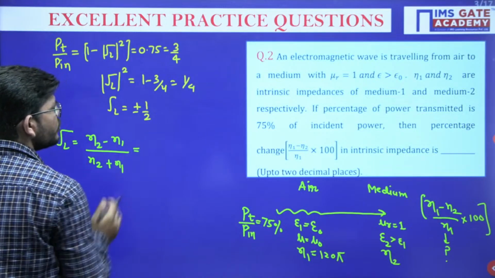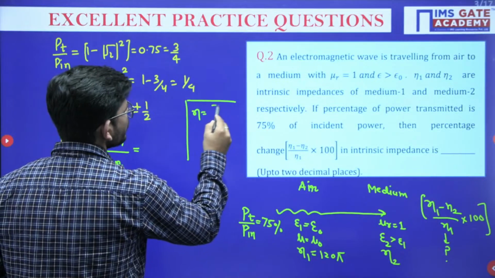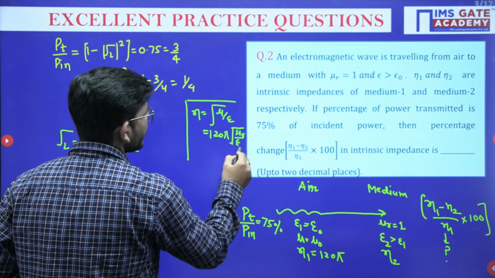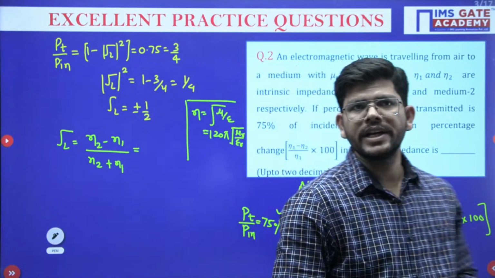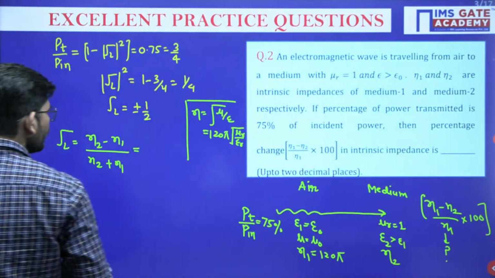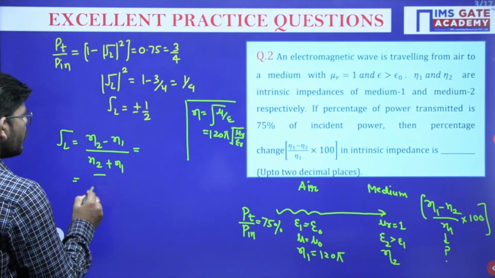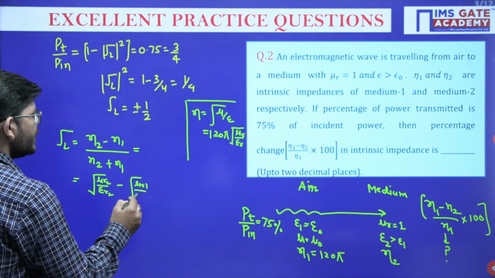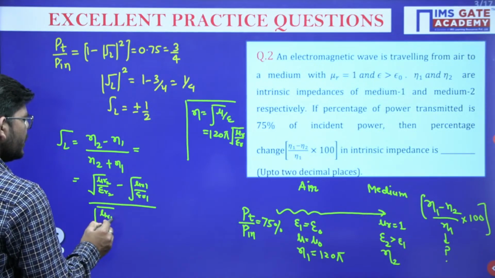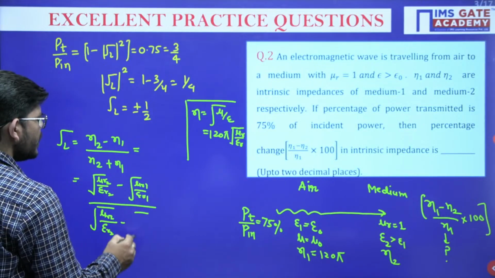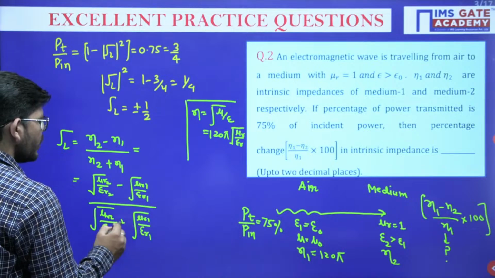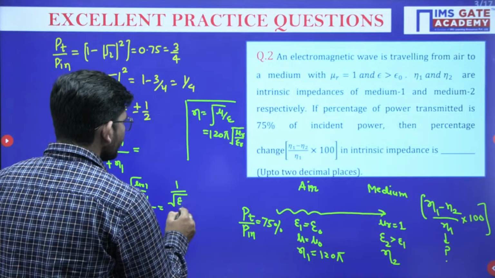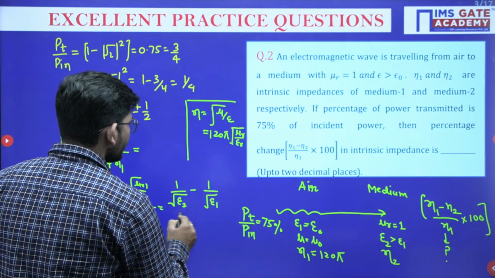Let me tell you separately. You know that the neta value is basically root of mu upon epsilon, or we can write it as 120 pi times root of mu r upon epsilon r. This is how we can write it. Now mu r is given to us as 1. So if we replace this formula here, we are going to get root of mu r2 divided by epsilon r2, and here root of mu r1 divided by epsilon r1. Similarly, we can write the denominator as well, root of mu r2 divided by epsilon r2 plus root of mu r1 divided by epsilon r1. Since mu r is given as 1, we can write this equation as 1 upon root of epsilon 2, the relative permittivity of the second medium, divided by epsilon 1. Like that we can write it.